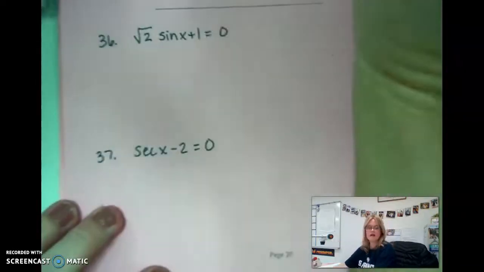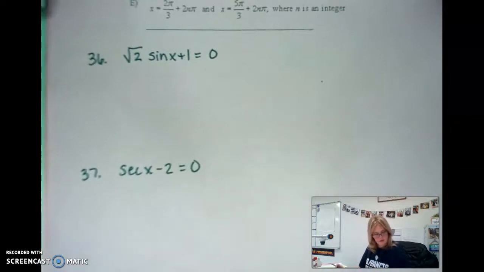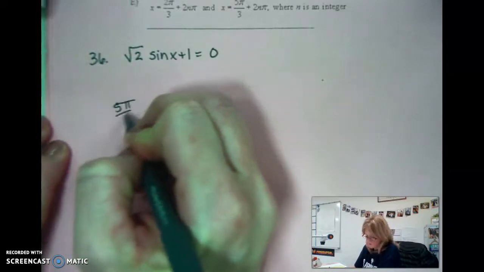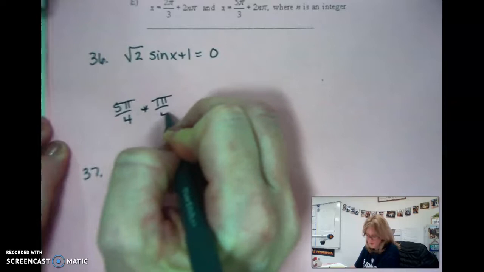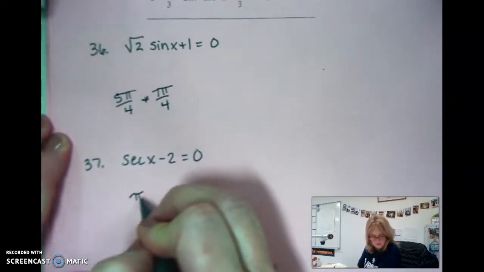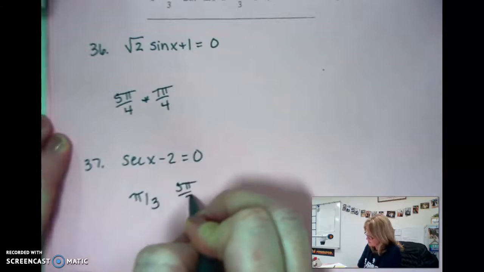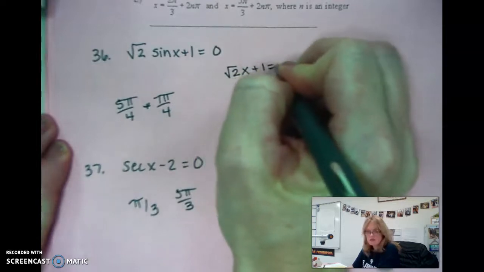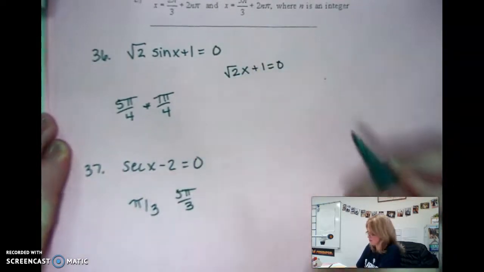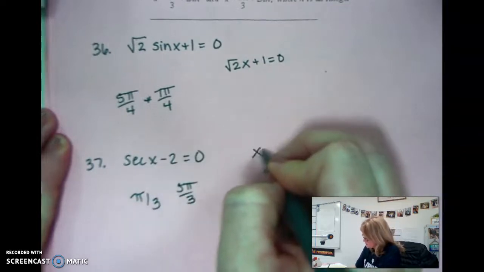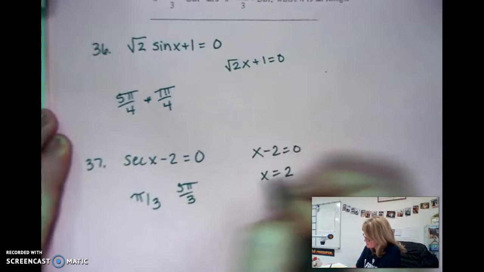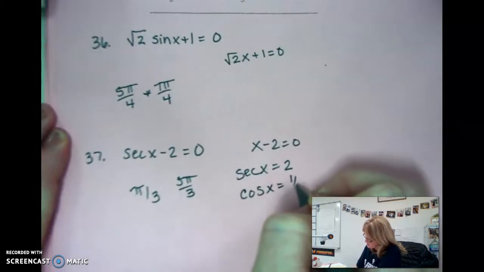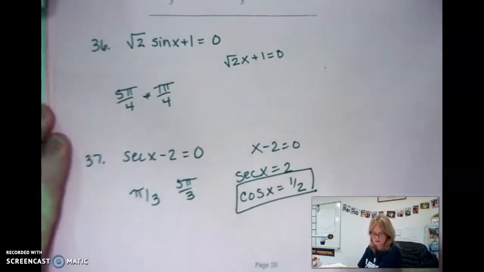All right. Now I would add these two and give them a try on your own. Okay. 36, the answer is 5 pi over 4 and 7 pi over 4. And for 37, it is pi over 3 and 5 pi over 3. So give those a try. Again, remember, if you need to, go ahead and just solve this equation first and then throw the sine back in. But remember, secant is the same as the inverse of cosine. So you're actually finding when cosine is one half.